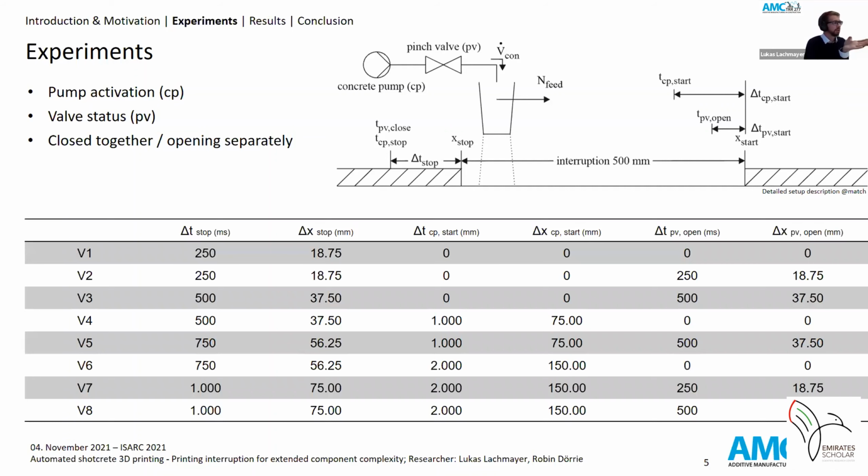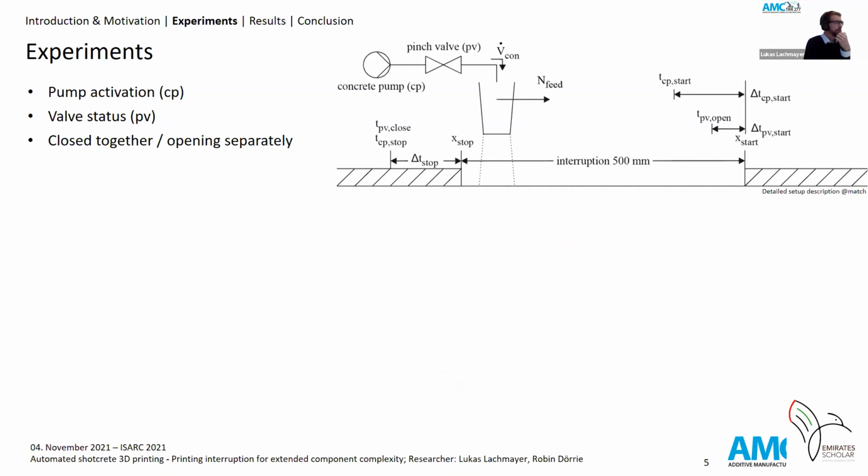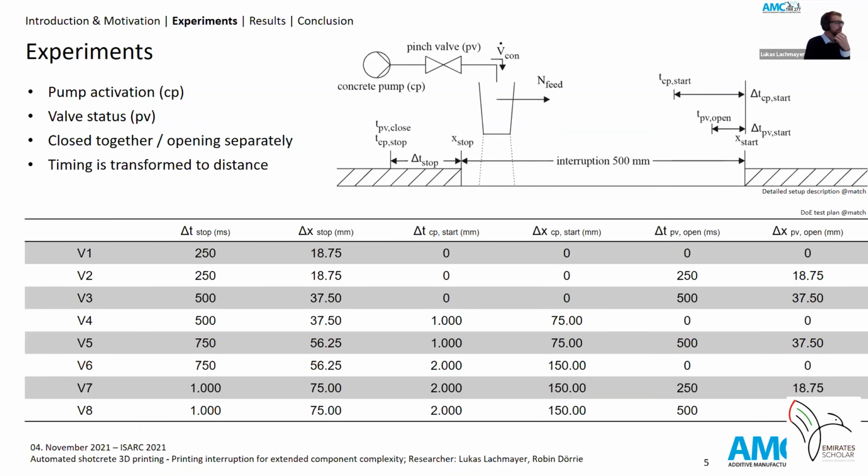Then we use the DOE to set those parameters in time. For example, here we can see the time in milliseconds, and according to our path planning algorithm and how we are performing experiments, we had to calculate distances to match the desired shutdown points, or to fit the desired shutdown and reactivation points into the printing path itself.